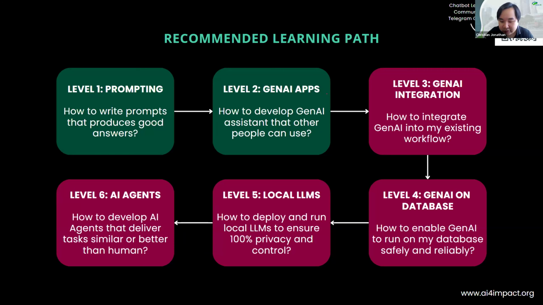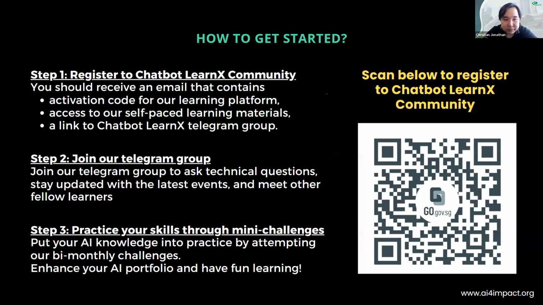And the sixth one, once you have that, you can create a ChatGPT that automates end-to-end human workflow. Can we make it better or perform similarly to a human? There is a lot of complexity there, but there are some techniques that you can learn to create an AI agent.